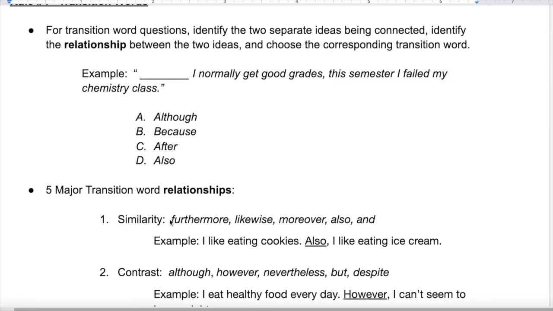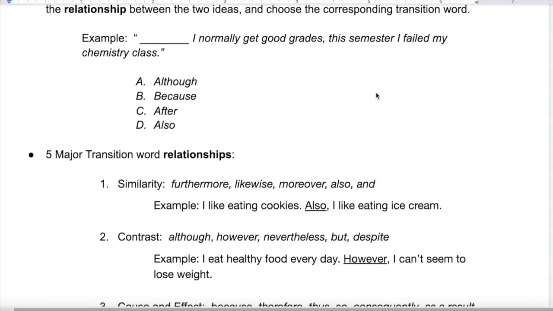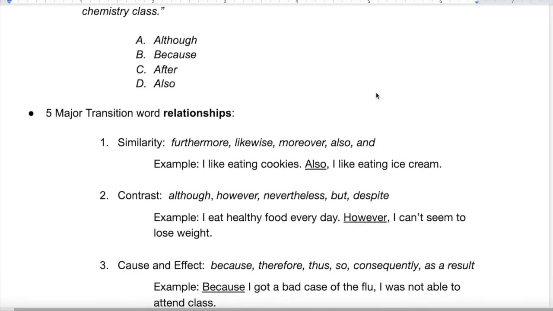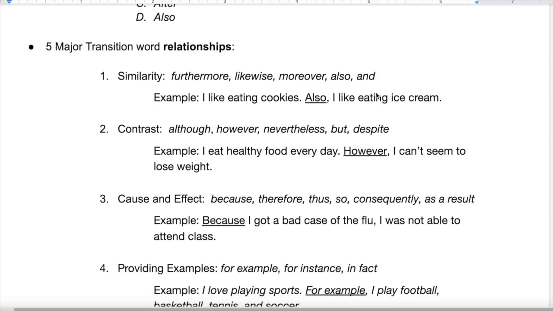Try D. Also, I normally get good grades. This semester I failed my chemistry class. How's that sound? With the sentence alone, no, it's not good. Also would be for similarity. I love eating ice cream. Also, I love eating brownies. Those are two things I love to eat. That's a similarity relationship, and that's why it doesn't work there. You don't have two similar ideas. You've got two contrasting ideas in this example, so you have to have a contrast transition word like although. Now, I explained the 5 major transition word relationships here.